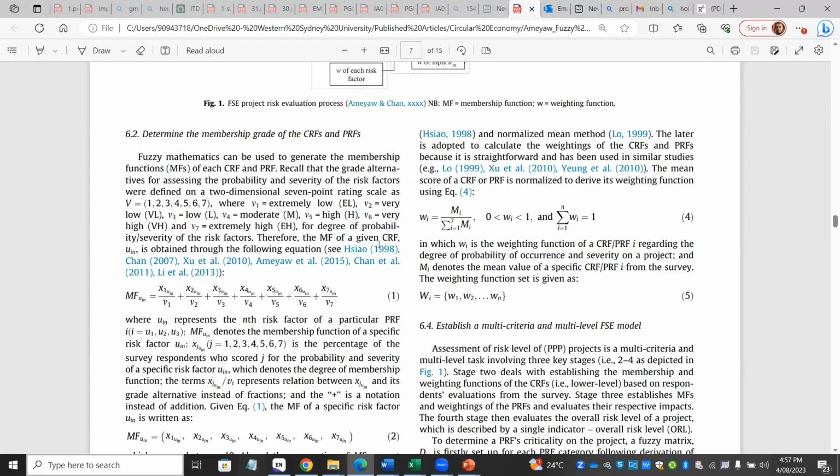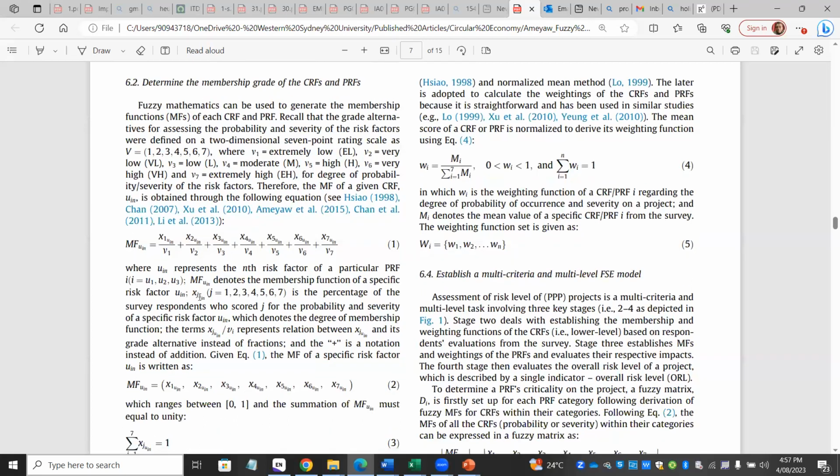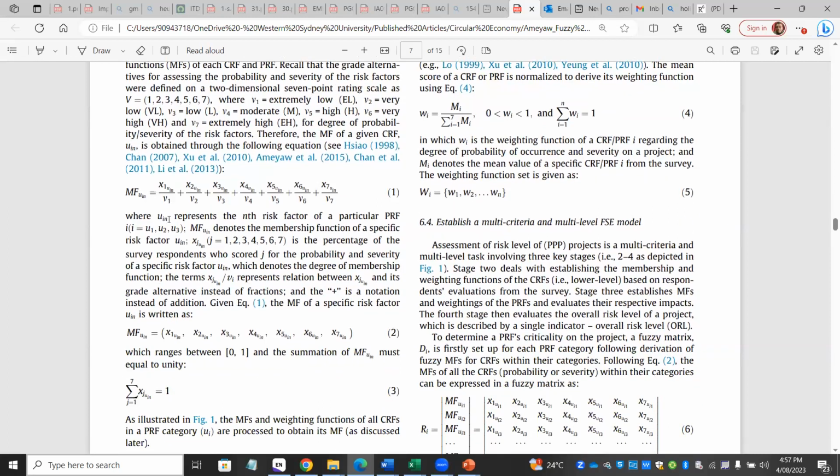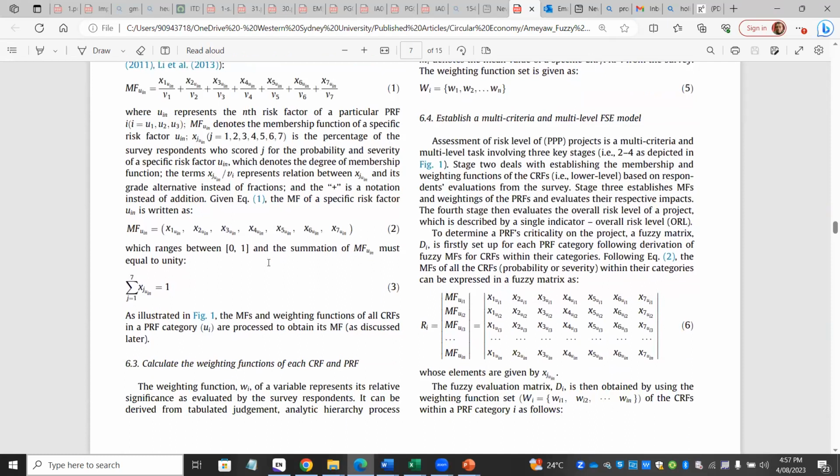Therefore, the membership function of the given critical risk factor is obtained through this equation, which we'll calculate very soon. I'll show you. This also represents the factor of this particular one. In other words, out of the individual membership functions, we also generate the group membership functions. Before we generate the two of them, the group and the individuals, we need to also know the weightings.